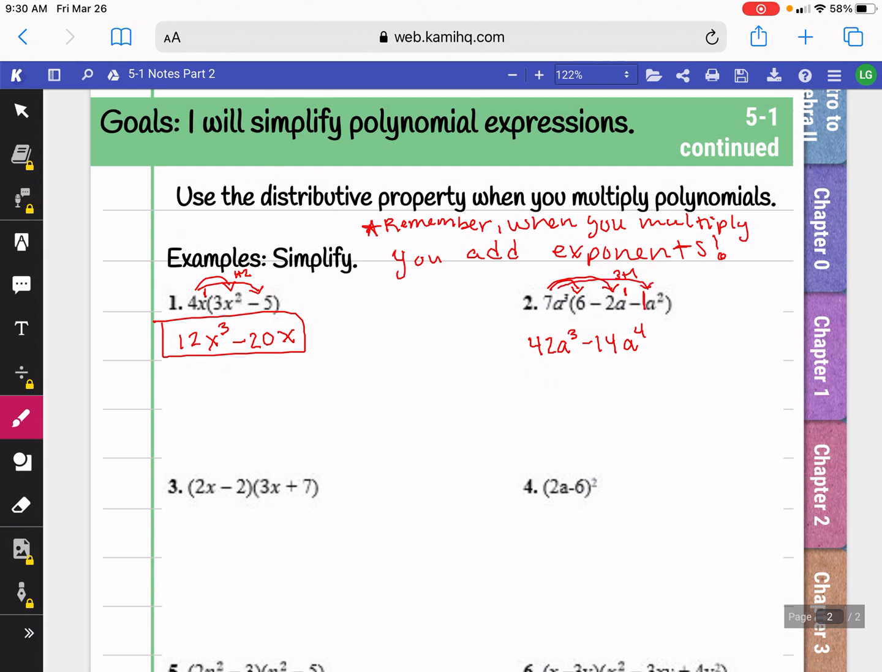Now if I do 7 times negative 1, that's negative 7. If I combine those a's though, now I'm doing a cubed times a squared. So I'm adding 3 and 2. So I get a to the fifth. So when you multiply, you add those little exponents. None of these are like terms, so I can leave my answer written in this form.